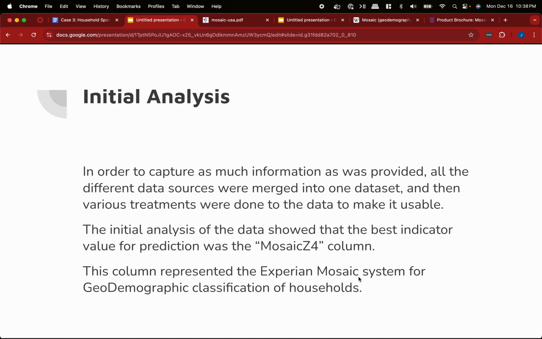In order to capture as much information as was provided, all the different data sources were merged into one dataset, and then various treatments were done to the data to make it usable. The initial analysis of the data showed that the best indicator value for prediction was the Mosaic Z4 column. This column represented the Experian Mosaic system for geodemographic classification of households.